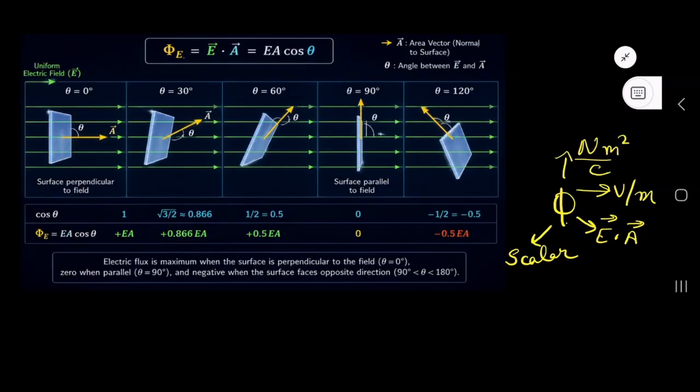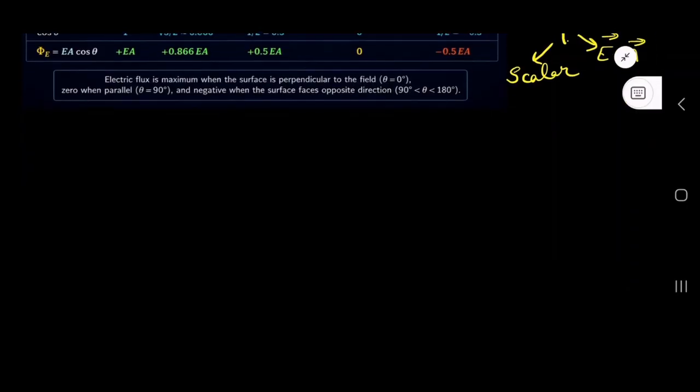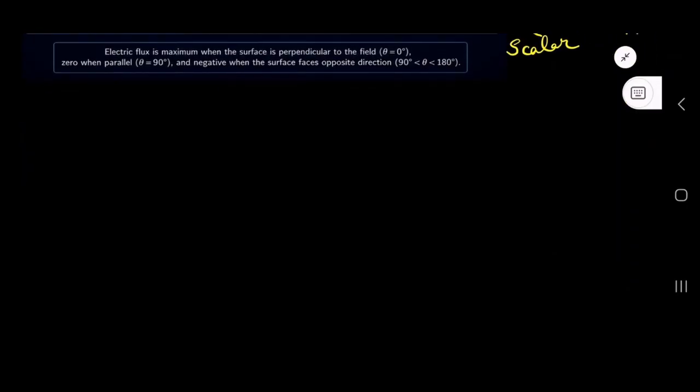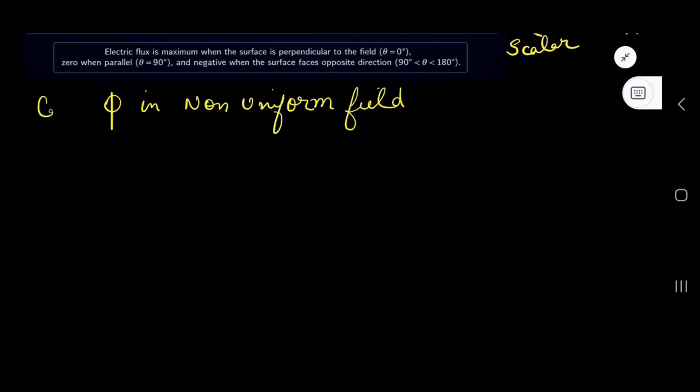now till now we have seen that the electric field was uniform. Of course, we have seen uniform electric field. Now what happens if we have non-uniform electric field? So for the non-uniform electric field, we need the electric flux in non-uniform field. So this is our concept number 2. That was concept number 1.